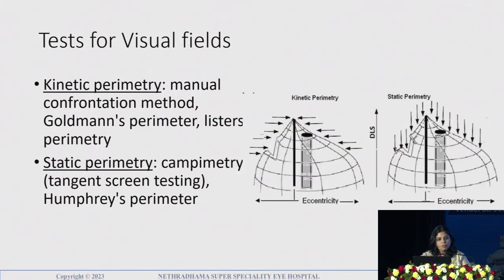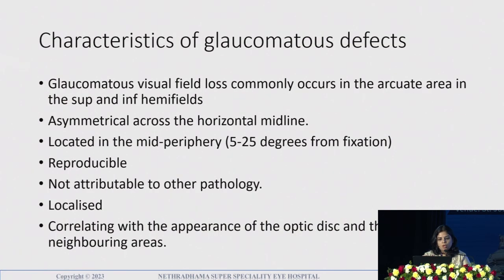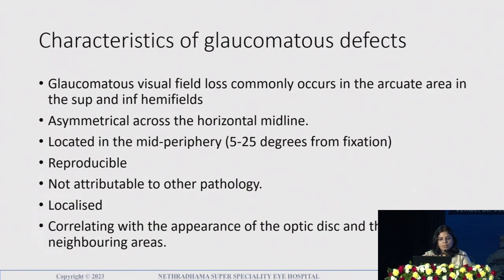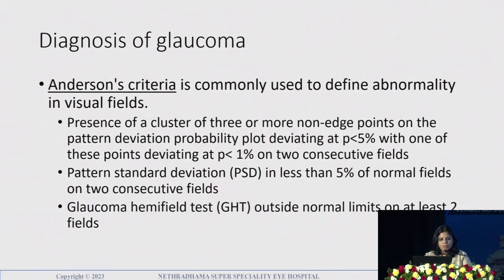Coming to the diagnostics, we have to do the visual field examination. In this, the most common tests of the visual fields are kinetic and static perimetry. Static perimetry is what we are doing nowadays, Humphrey's visual field analysis. The characteristics of the glaucomatous defects are, they are usually in the arcuate area in the superior or inferior hemifield. They are asymmetrical across the horizontal midline. They are usually located in the mid-periphery, and they are reproducible. So this is the criteria which is used to differentiate between glaucoma as well as neurological visual fields.